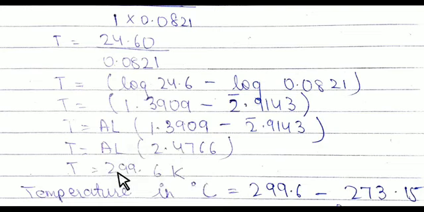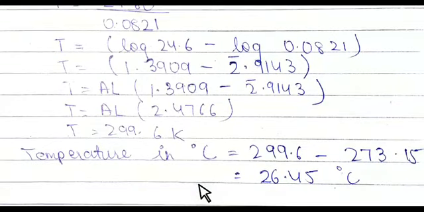Now student, this answer is in the Kelvin unit. So we have to change the Kelvin unit into degree Celsius. So how can we convert Kelvin into degree Celsius? So Kelvin minus 273.15. From the Kelvin value, we have to subtract 273.15. So we will get the answer in degree Celsius. Always remember.